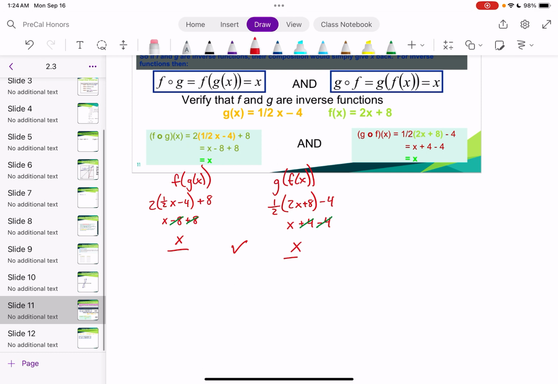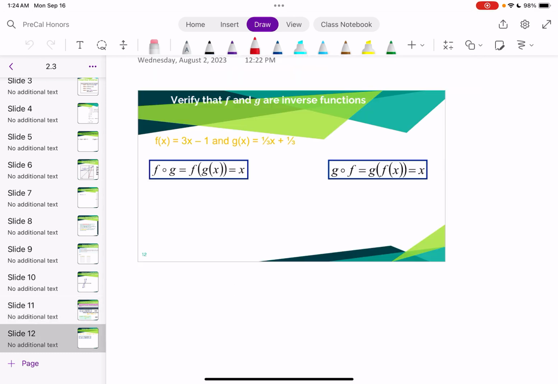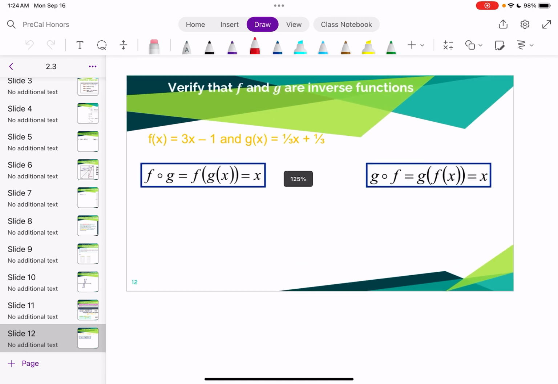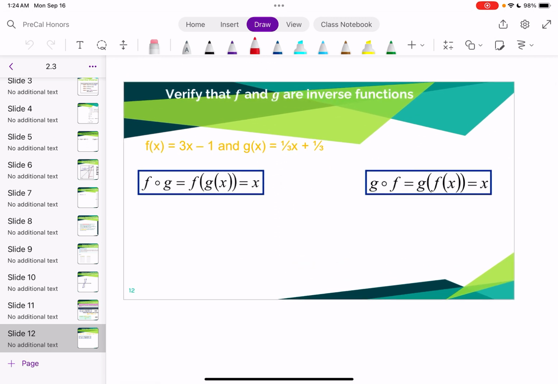Let's go ahead and take a look at slide 12. So take a moment to work this problem out on your own. Pause the video, and we'll go over it in 1 second.